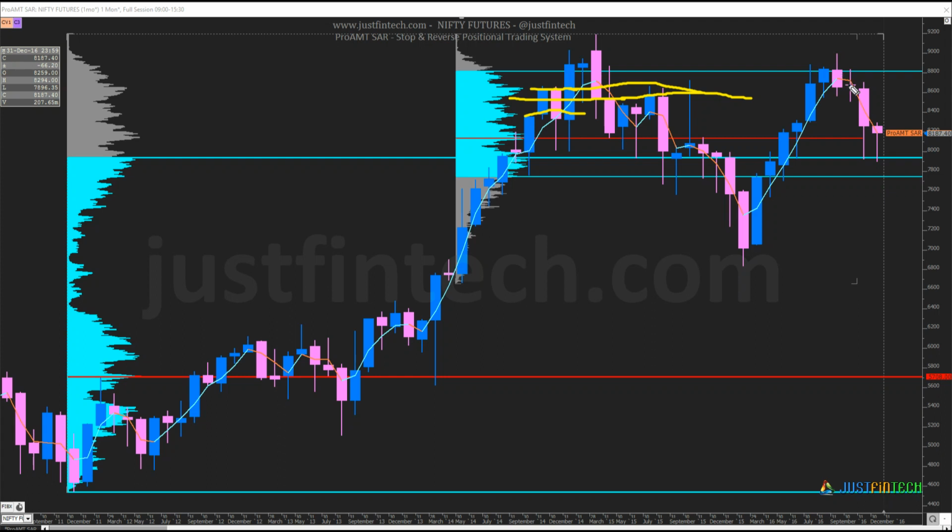So the monthly is making lower highs and lower lows, and till it is making lower highs and lower lows on the monthly, the long term money is still selling, because you need constant selling efforts from long term serious money.